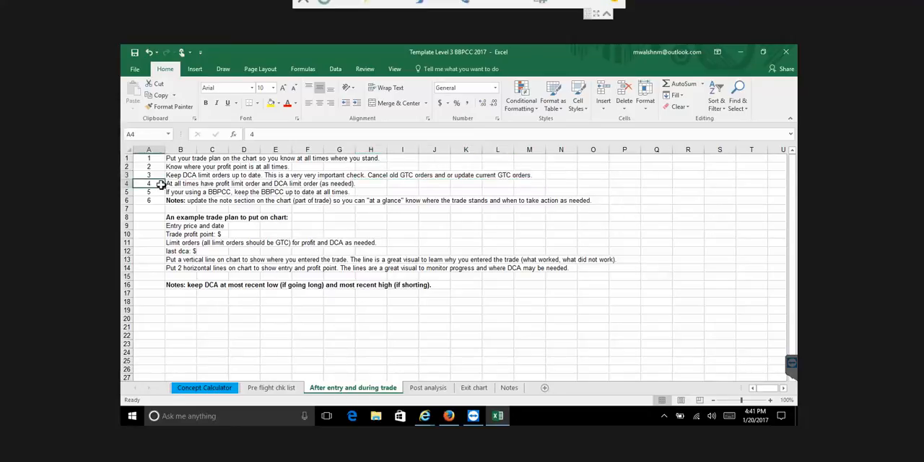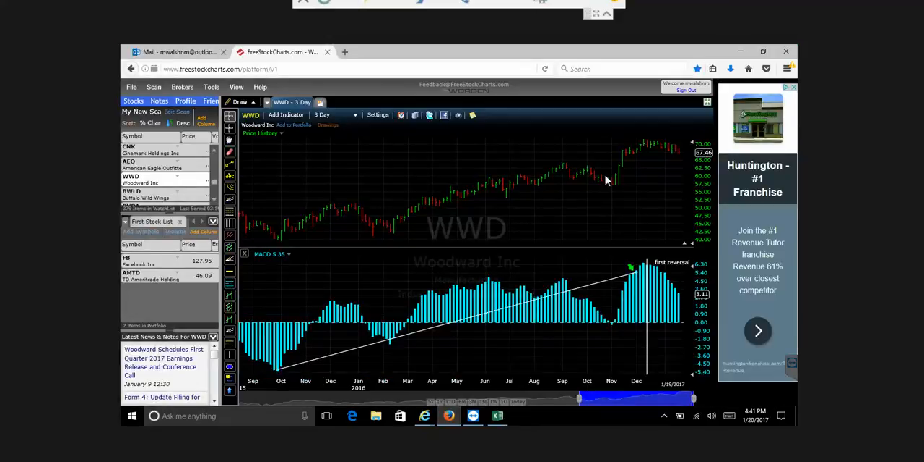So it's this little checklist. At all times have a profit limit order and DCA limit order as needed. If you're using the Bull Bear Profit Concept Calculator, keep the calculator up to date at all times. Update the notes section on the chart, which is part of the trade. I'm referring to the notes section right here, if you had a note on the chart.